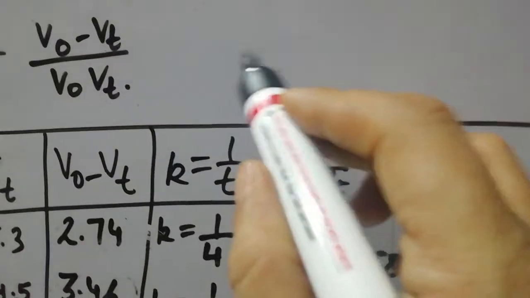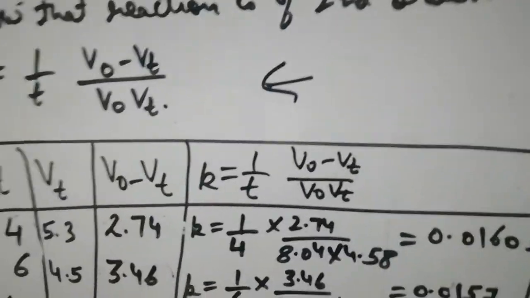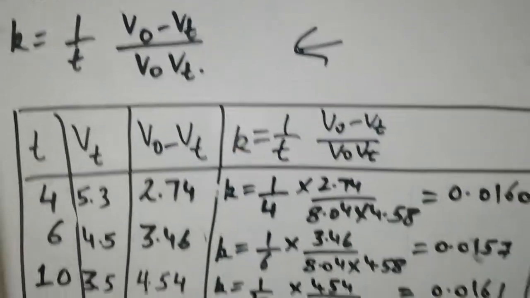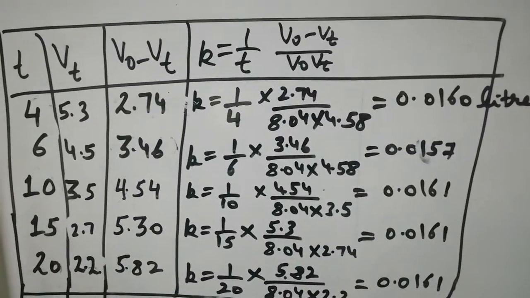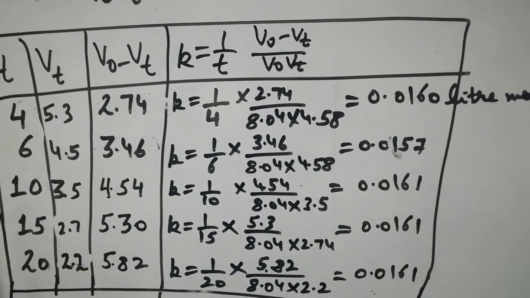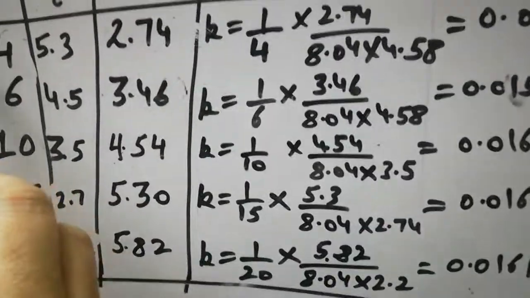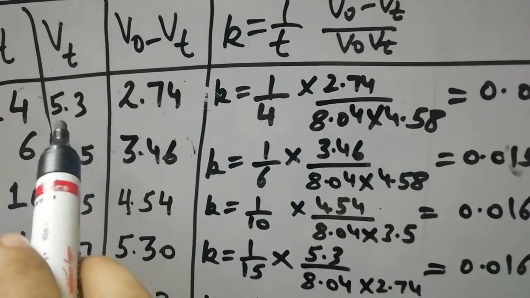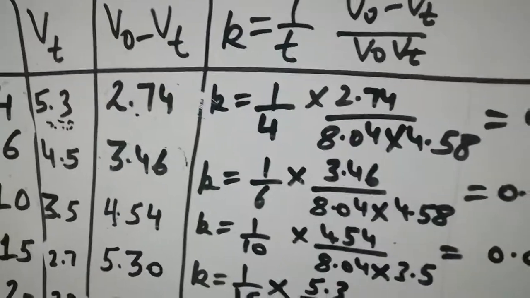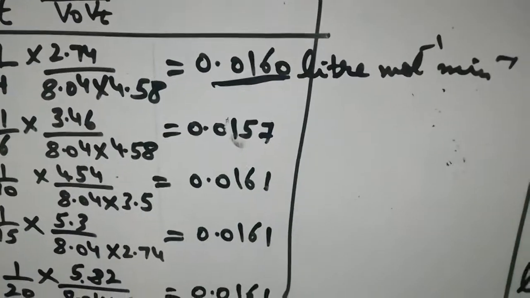So for second order reaction, we know it is the hydrolysis of ethyl acetate. So the equation which we will use is K is equal to 1 upon T into V0 minus Vt over V0 into Vt. So we will draw this table. The first column represents T, then the volume used at that instant of time, then V0 minus Vt, then we will find the value of K. So let us take the first example. At 4 minutes, the volume of NaOH used is 5.3. The value of V0 minus Vt is 2.74. So the value of K will come out to be 0.160 liters per mole per minute.